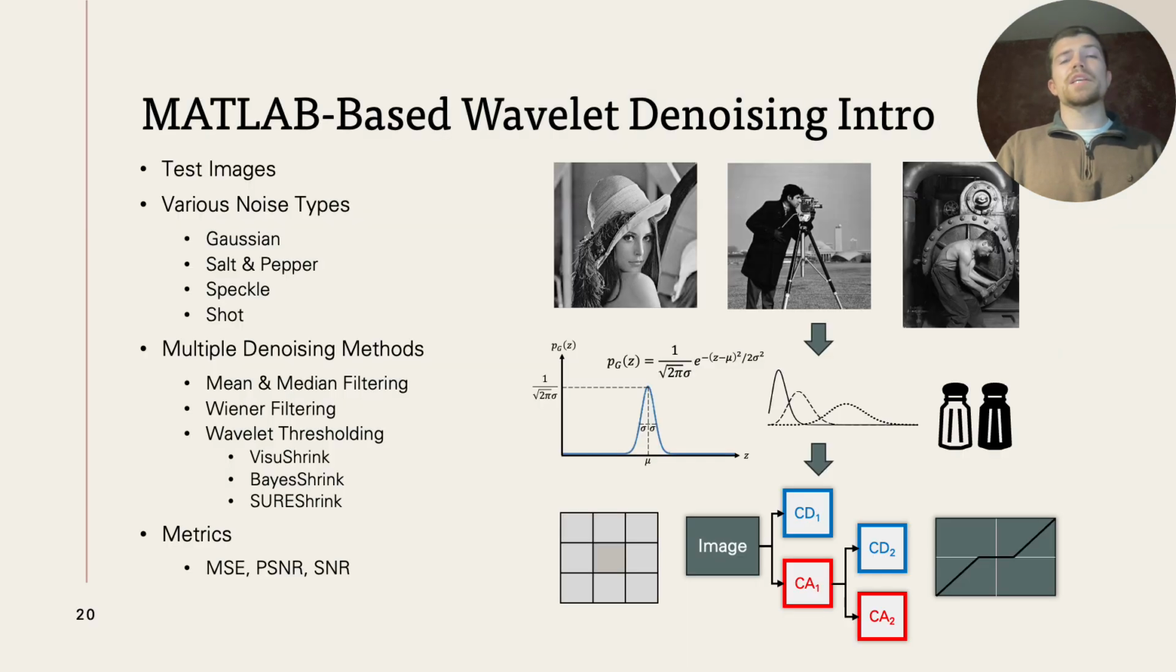Our MATLAB implementation setup consisted of a library of standard images with various noise types applied, and traditional and wavelet methods to denoise those noisy images. And then we also compared error metrics like MSE, PSNR, and SNR. We don't have time today to exhaustively explore the space analyzed, so I'll show you a couple of high-level results for the Lena test image.